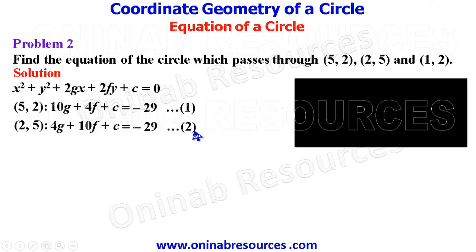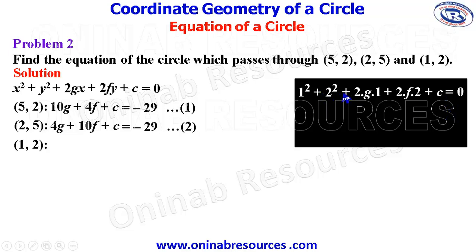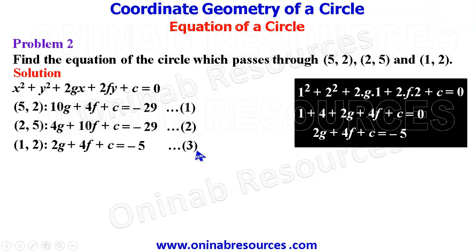Then for the third point, we have x is equal to 1, y is equal to 2. Substituting into the general form of equation, we have 1 squared plus 2 squared plus 2 times g times 1, then plus 2 times f times 2 plus c is equal to 0. This is 1 plus 4 plus 2g plus 4f plus c is equal to 0. Rearranging, we have 2g plus 4f plus c is equal to -5. That will now form our equation 3.